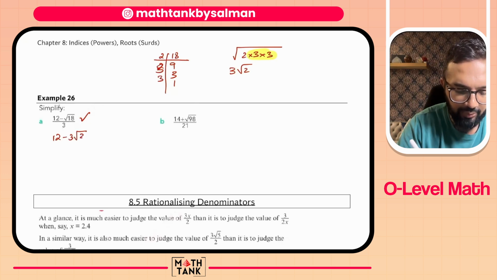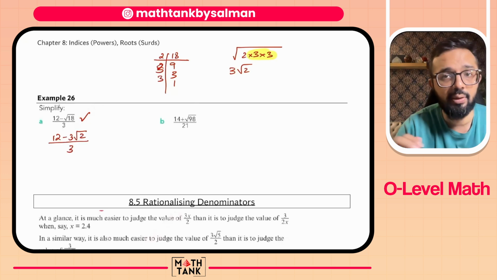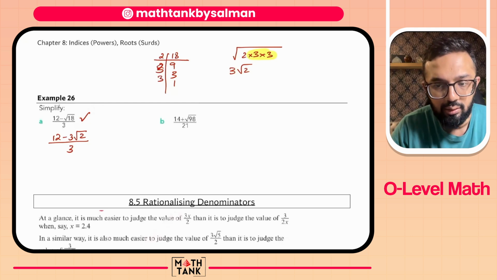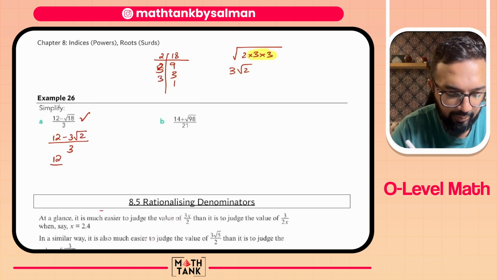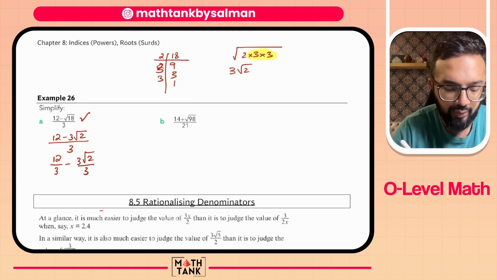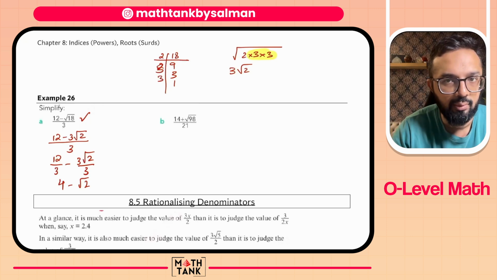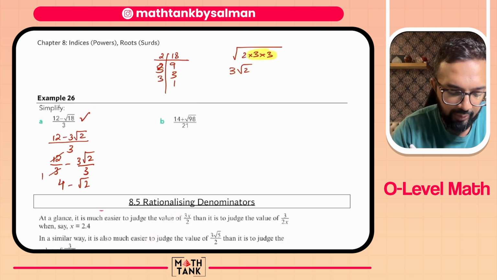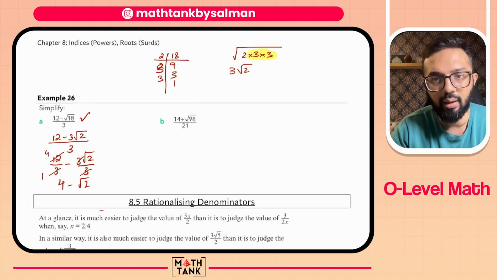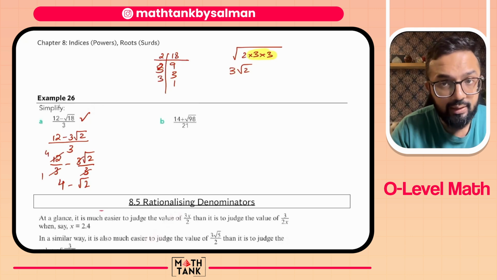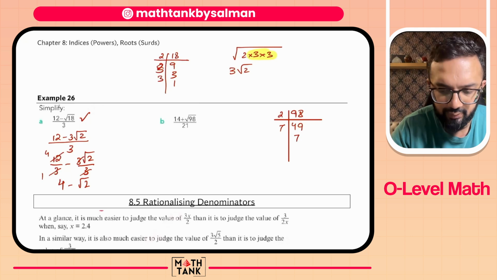Now what I want to teach you here is that you can split the denominator. You can say that this is basically 12 over 3 and 3 root 2 over 3. That gives me 4 minus root 2. That's what I've done. Okay, let's do this on the next one as well. 98: 2 times 49, 7 times 7, 7 times 1.